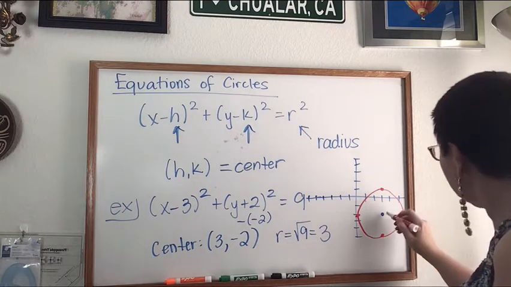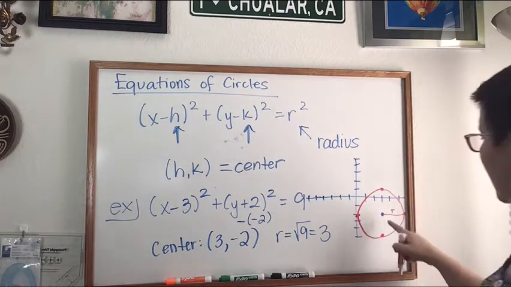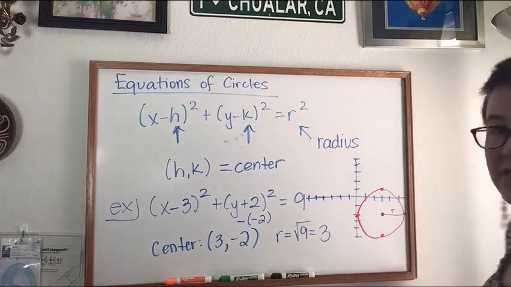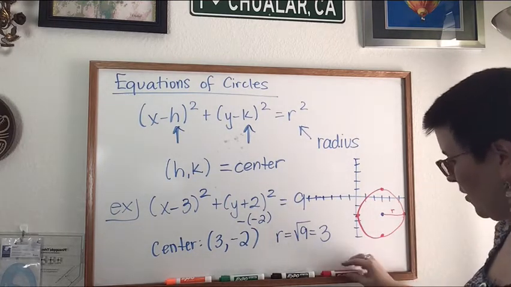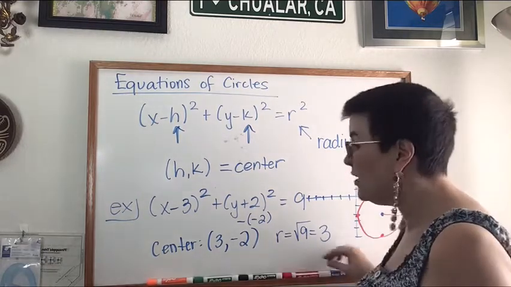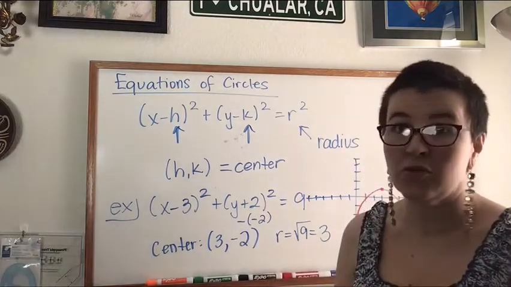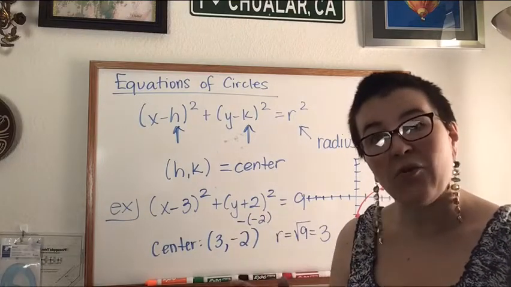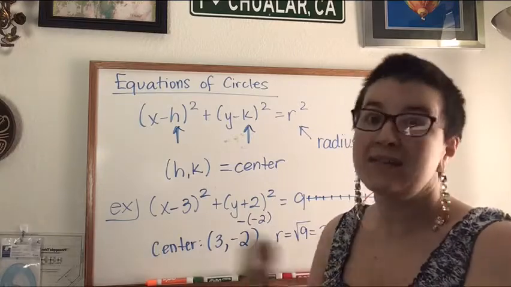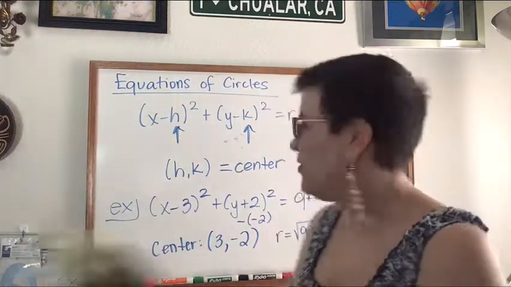But what you can see is that it is centered at 3, -2, and that it has a radius of 3 in every direction. All right, so I'm just going to do a couple more of those so you can see. And then the Desmos activity really is just a chance for you to play with the circles and to see what they do in different graphs. That's one of the coolest things about Desmos, is just being able to kind of play with it and see what happens.